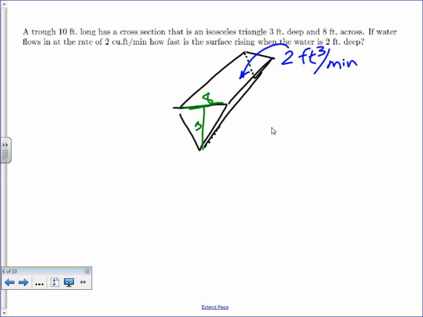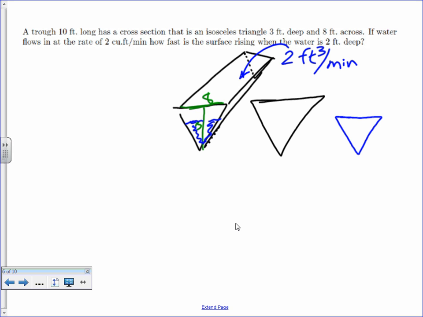So how fast is the surface rising when the water is 2 feet deep? We're given something else here: the water, drawing our water in here, is 2 feet deep, and we want to know how fast the surface is rising. Let me draw out this front face a little extended. We've got the trough, and then in there is the water. If you notice, we've got 2 nested triangles that share that vertex. We've got 2 similar triangles.